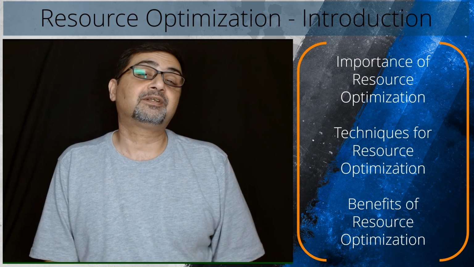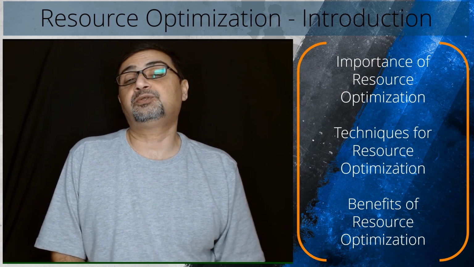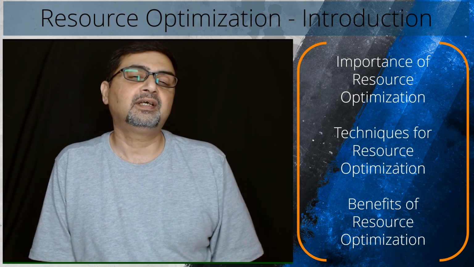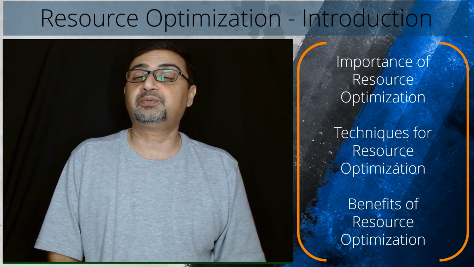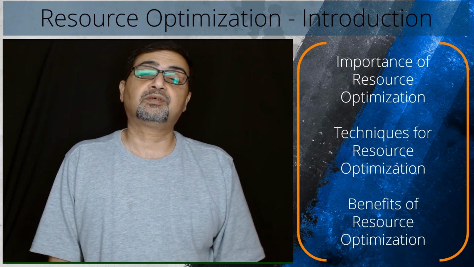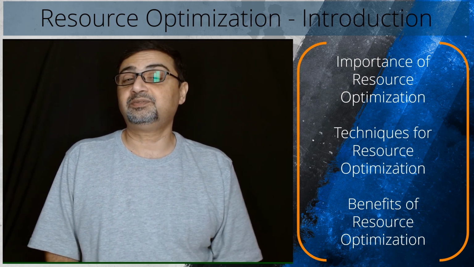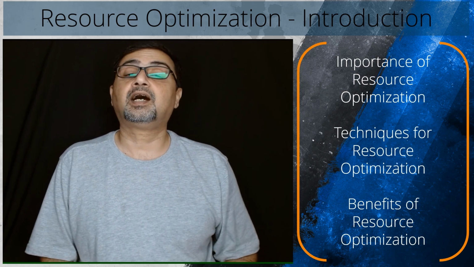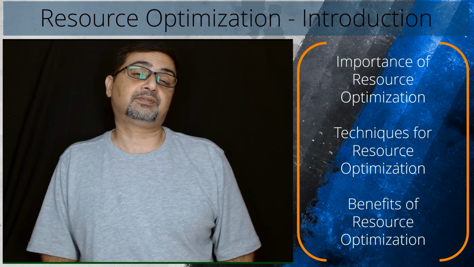Then we have the critical path method. The critical path method, or CPM, is a technique used to identify the critical path, which is the sequence of activities that determine the minimum duration required to complete a project. By focusing on the critical path, project managers can optimize resource allocation to ensure that resources are allocated efficiently to critical activities, avoiding unnecessary delays.